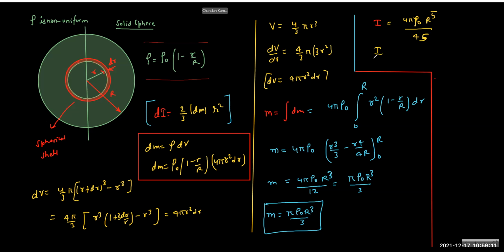So what is the answer of I by m? Because I got m here and you got I here. So what is I by m? m is pi. So this turns out to be 4 r square by 15. So I is basically 4 by 15 m r square.